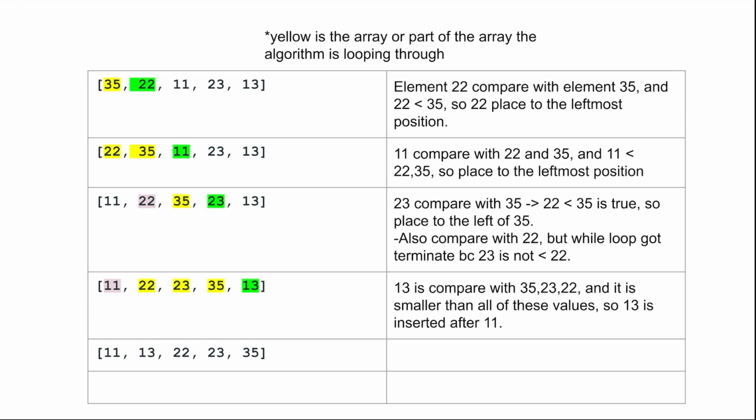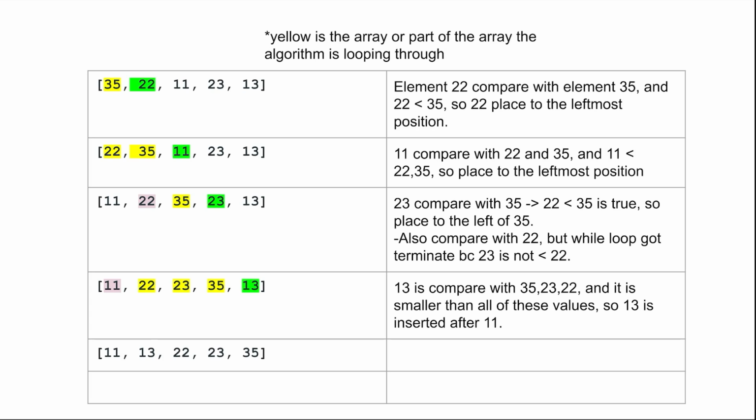Now I want to show you guys this table that shows how insertion sort works. So first, element 22 is going to compare with its left element, which is 35, and 22 is less than 35, so 22 is placed to the leftmost position. And then 11 is going to be compared with 22 and 35, and because 11 is less than both of these numbers, it's going to be placed as the first element.